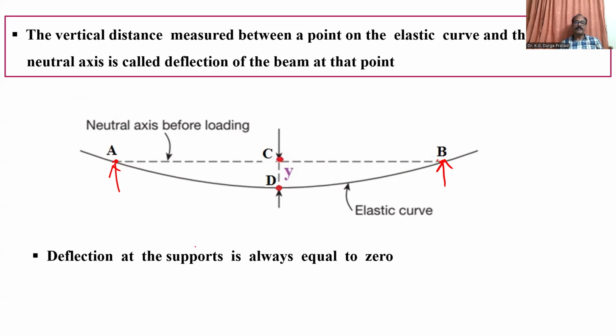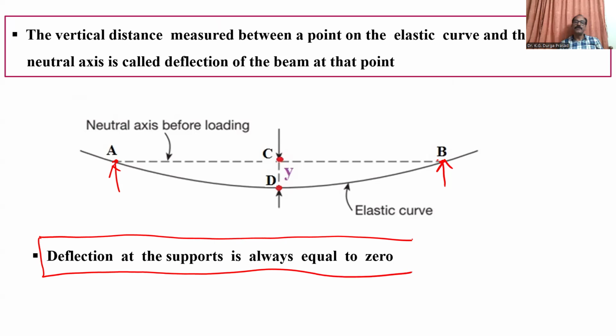Now, deflection at the support is always equal to 0. You must remember this point. Very, very important. Deflection at the supports is always equal to 0. Here it is a simply supported beam. One support is at point A, another support is at point B. Therefore, what is the deflection at A? Deflection is denoted by the symbol Y. YA. What is the meaning of YA?